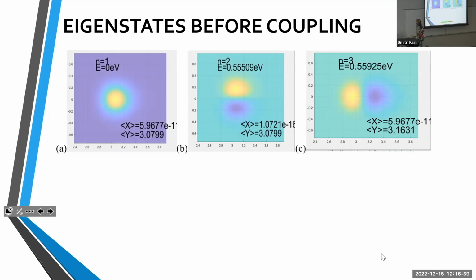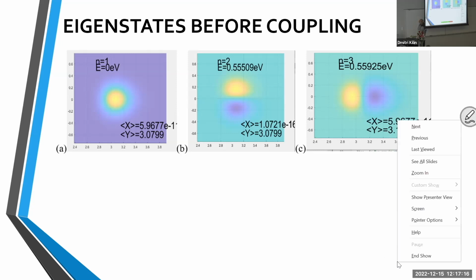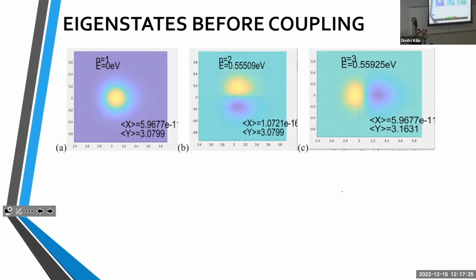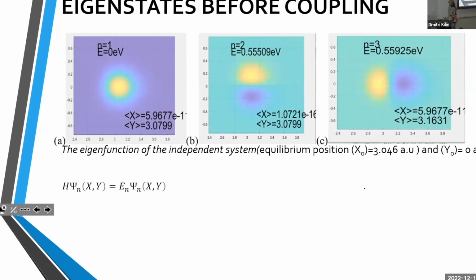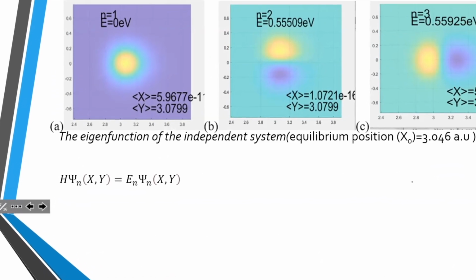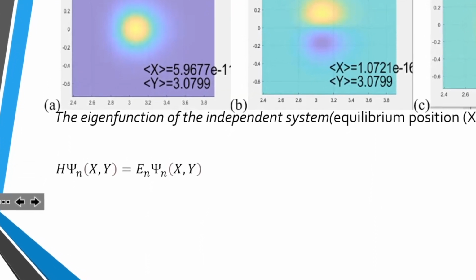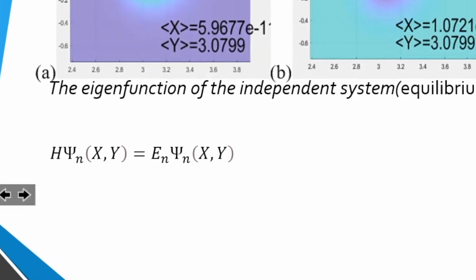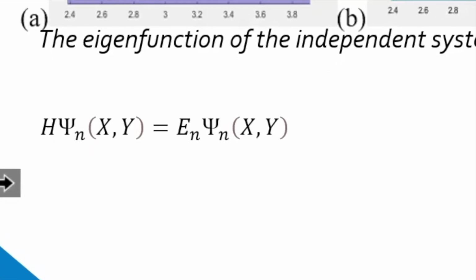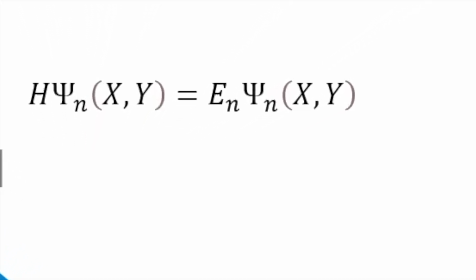At a certain equilibrium position, you would notice that the center of the eigenfunctions is at the equilibrium positions of the two systems being considered, which is at 3.0 and 0. The middle of the eigenfunction is there before coupling. The energy of the system is given by the famous Schrodinger time-independent equations, to give the energy of the systems and the wave function, the expectation value of the system.